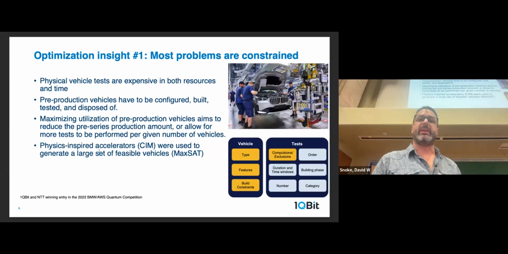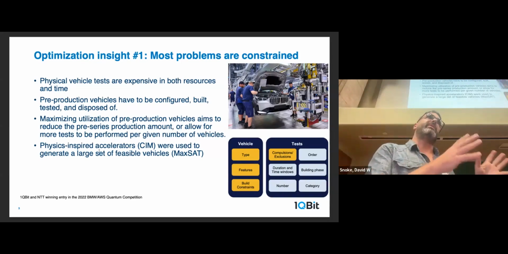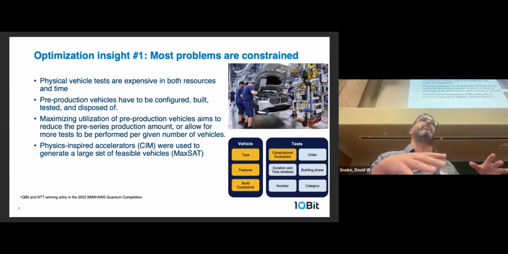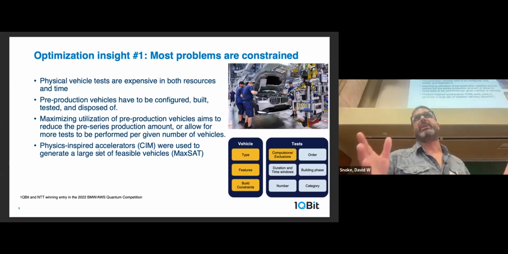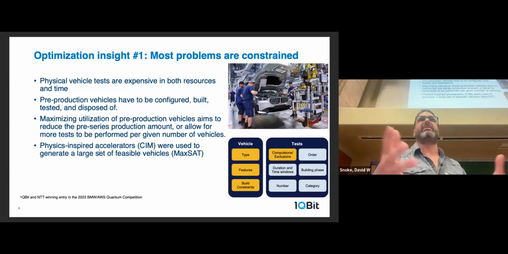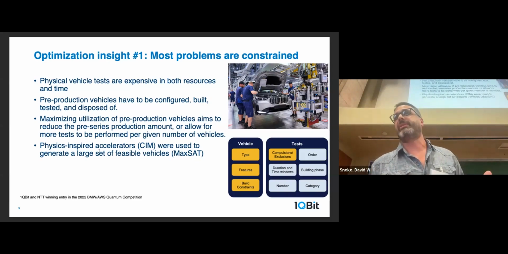So what we figured out together with Yoshi's group was that you could separate a part of the problem where you generate a ton of feasible vehicles that are buildable, where you don't have a 6-cylinder and an 8-cylinder engine, for example. And then you can use the coherent Ising machines, for example, to do that.